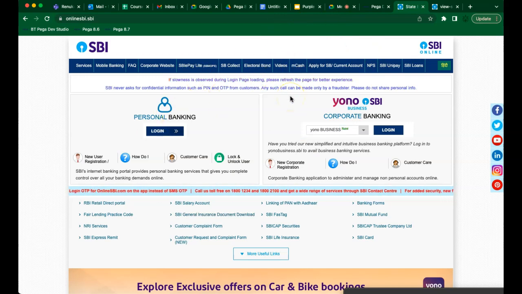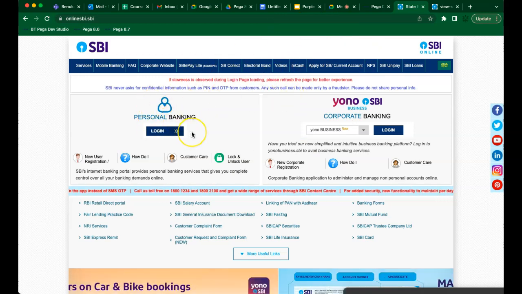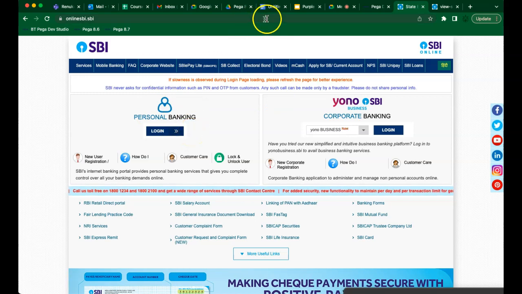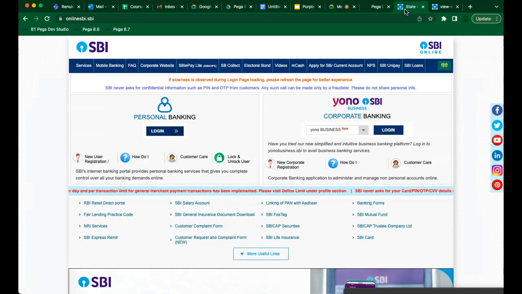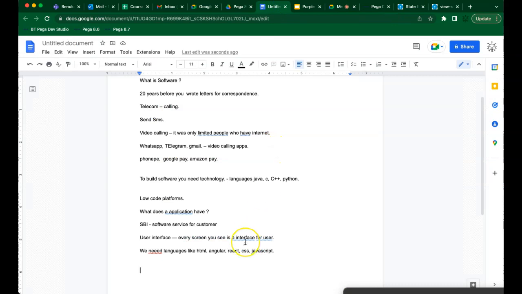Every time you go to SBI and give your details, it pulls out your details. Whenever you go to SBI, you give your credentials, it shows you. How does it do that? How does the SBI website know, when you give your username and password, that it has to pull out your details? That is because your details are saved in a database. The next piece which comes as part of software development is the database.